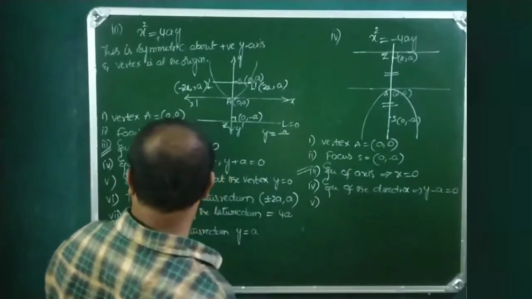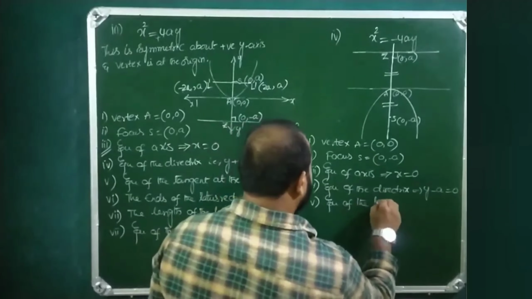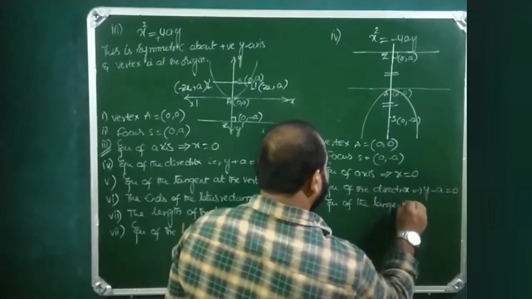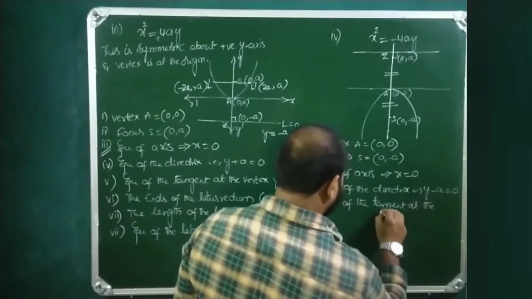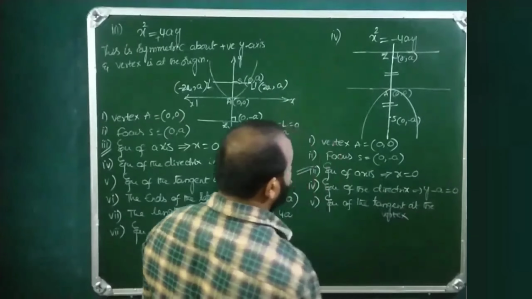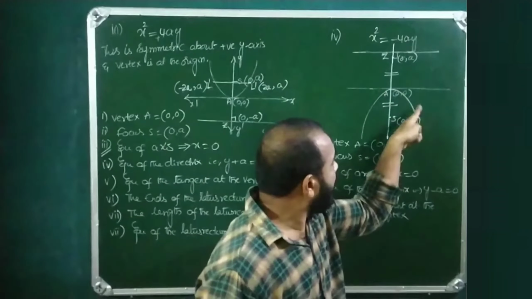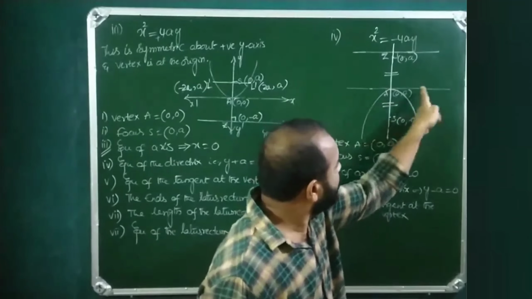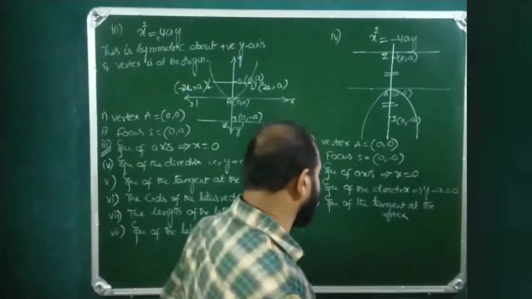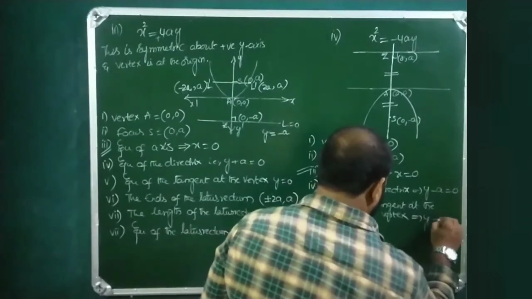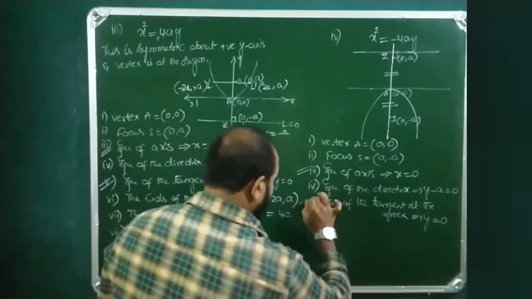And the next one is the equation of the tangent at the vertex. So this line is the tangent to this parabola. This is my x-axis, so the equation of the x-axis is y equals to 0. So that means this and this are equal.